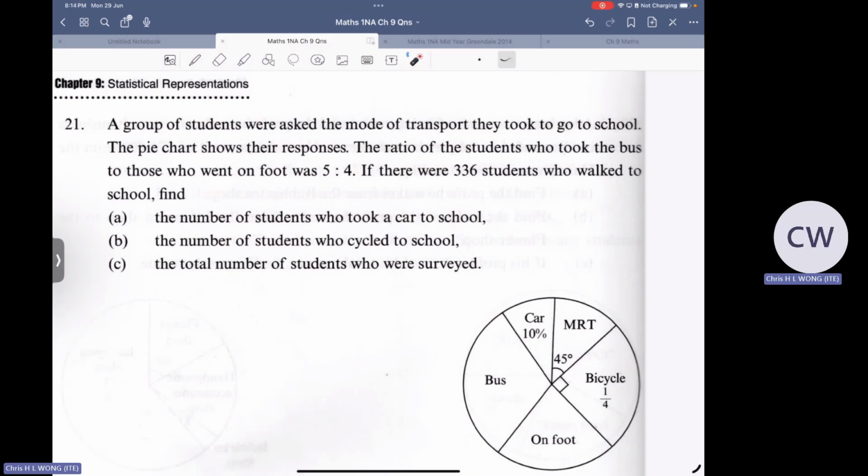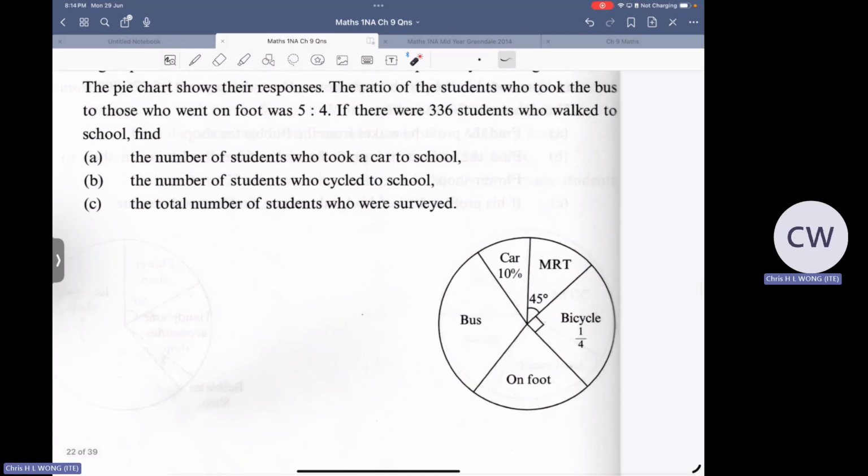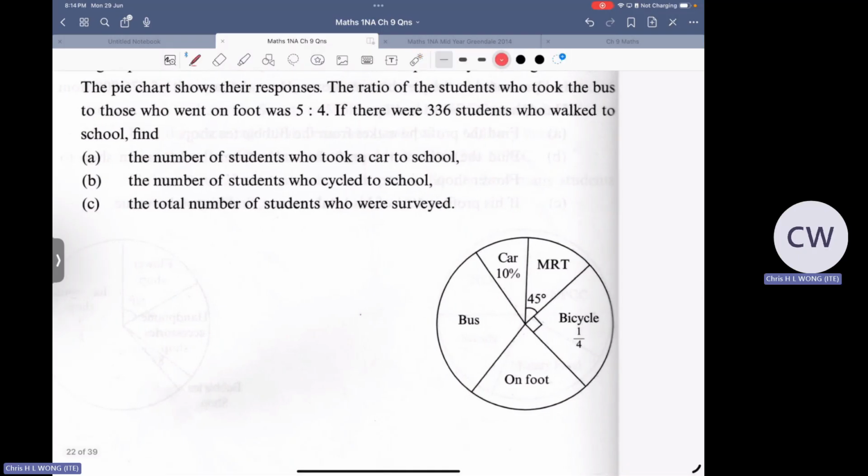The ratio of the students who took the bus to those who went on foot is 5:4. So okay, now they give you 5:4. Oh, you see, worse and worse, everything different. Ratio, fraction, degree, percentage, all that. Totally different. How do you relate them together? Yes, notice that? That's the tough part, right? Relate them one by one. Okay, let's start.